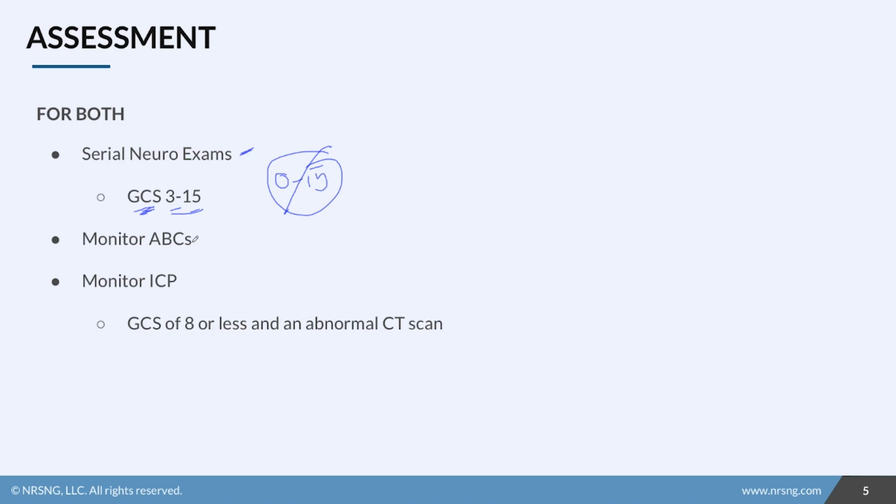As with any of our patients, we want to monitor the airway, breathing, and circulation. And if our patients have a Glasgow Coma Scale of 8 or less and a funky CT scan, we're probably going to monitor their intracranial pressure with an ICP monitor, most likely inserted right in the ED by our wonderful neurosurgical team.